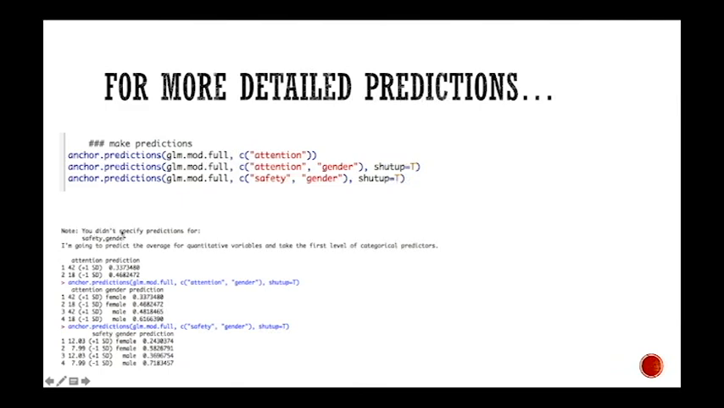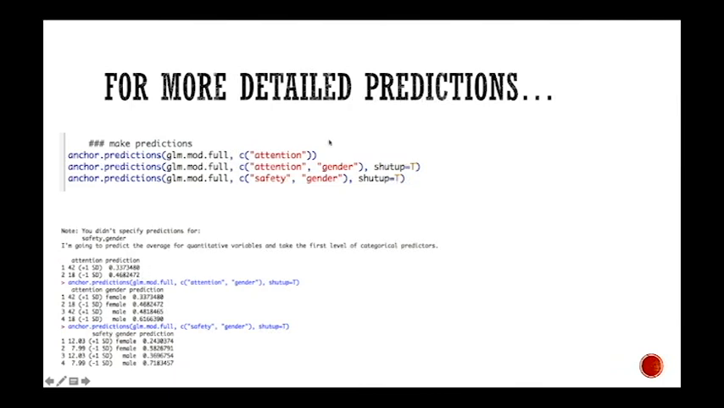And also it gives you a note. So remember, the model had safety, gender, and attention. And so this note basically says, hey, you didn't specify anything for safety and gender. I'm going to predict the average for quantitative variables and take the first level of categorical variables. So basically this 33% is the prediction for someone who is one standard deviation above on attention, but average on safety, and I believe female is, yeah, and then this is for female. So it just chooses whichever category it wants to, kind of, sort of. And so it's going to choose females. So this is females who are average on safety, but +1 standard deviation on attention, versus females who are average in safety and -1 on attention.